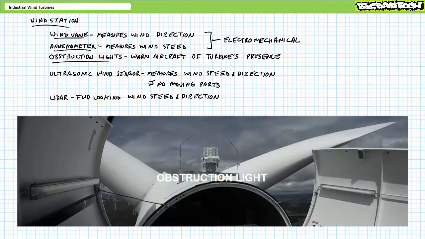Lastly, although not sensors, the wind station often includes obstruction lighting, since it's ordinarily the highest point of the nacelle. The obstruction lights serve to warn pilots of the wind turbine's presence in low light conditions.